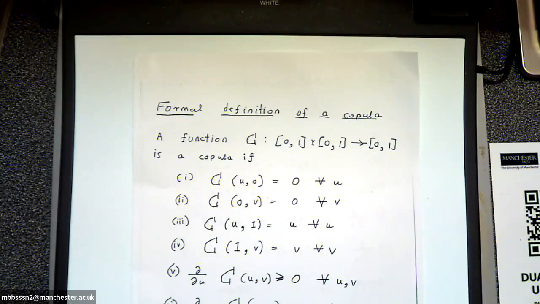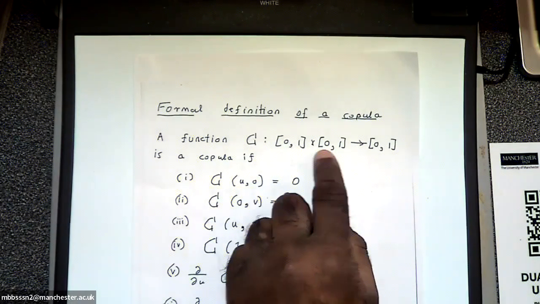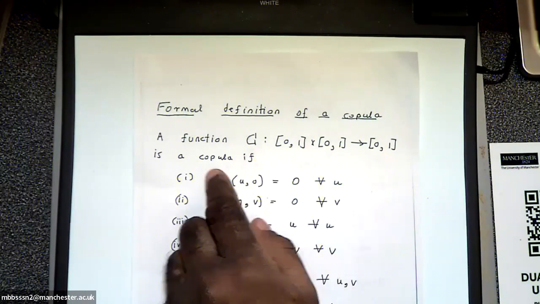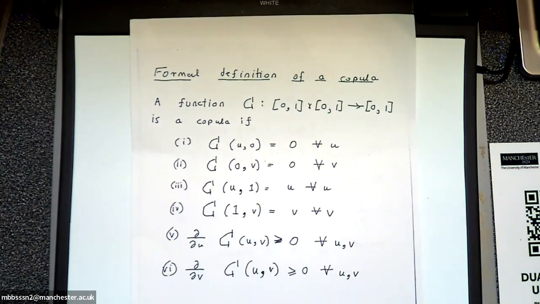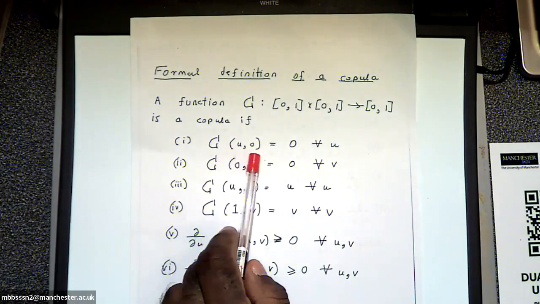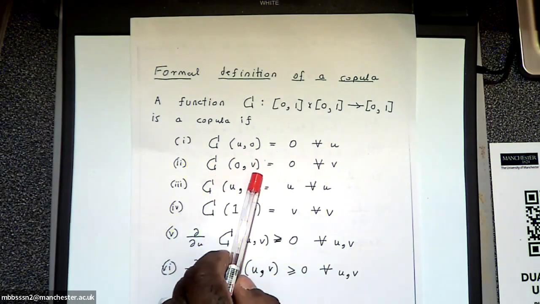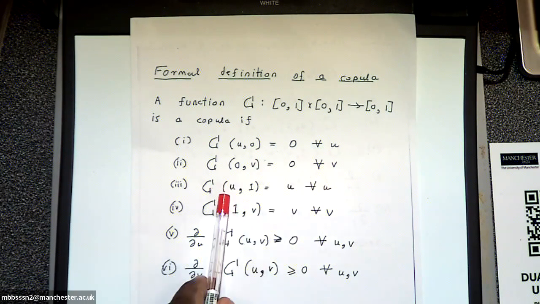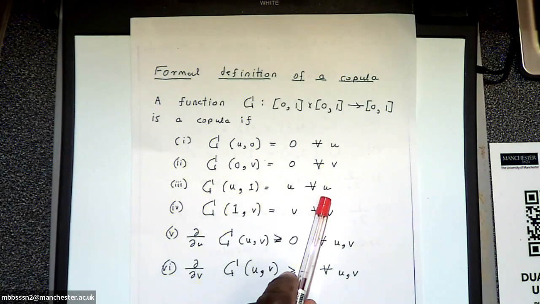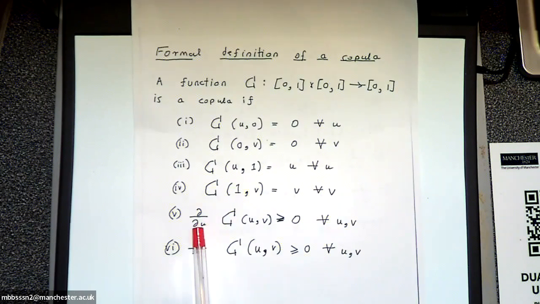That's some properties. Okay, the next is the formal definition of a copula. So you say a function from the unit square or unit box to a unit interval is a copula if it satisfies these 6 properties. So the first property is that C at u comma 0 is 0 for all u. C at 0 comma v is 0 for all v. C at u comma 1 is equal to u for all u. C at 1 comma v is equal to v for all v. And the partial derivative of C with respect to u is non-negative for all u and v. And the partial derivative of C with respect to v is also non-negative for all u and v.